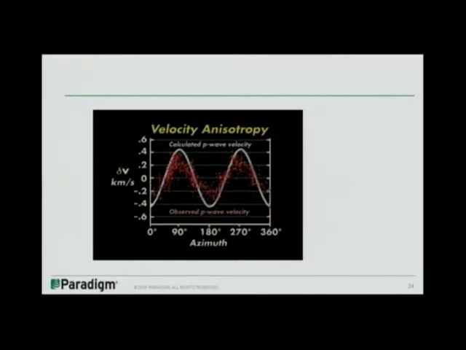So this is the kind of effect that we are looking for in the data. We're looking for velocity change. In addition to velocity change, we also look at changes in the amplitude distribution of the seismic waves as a function of the azimuth. So these are the two phenomena related to seismic wave propagation that we can detect using seismic data.